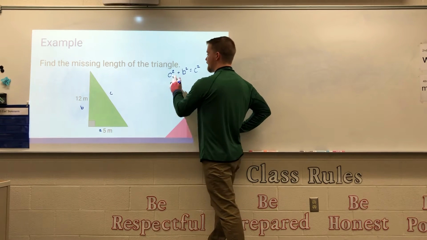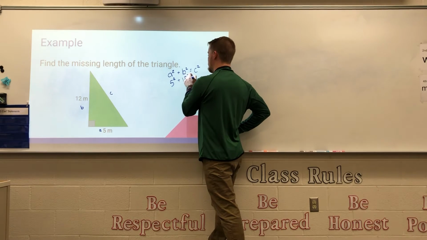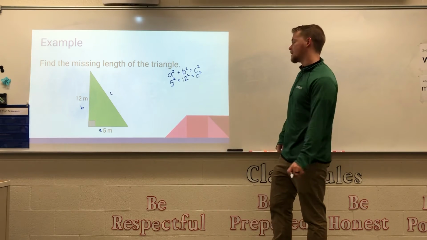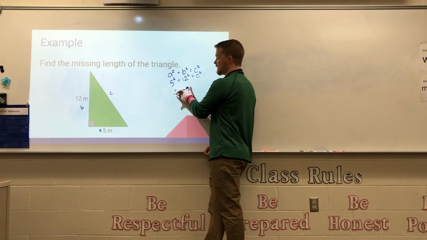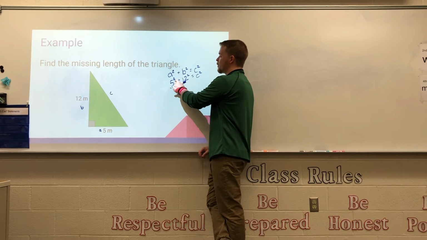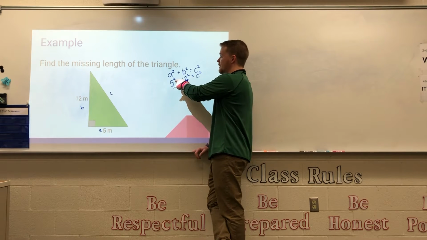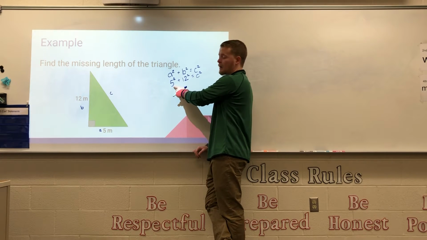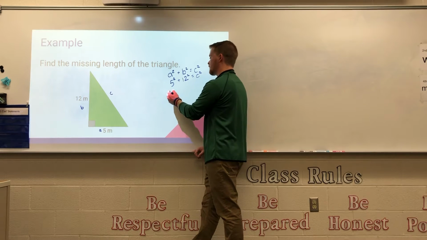So I'm going to plug in 5 for A. So it's going to be 5 squared plus 12 squared equals c squared. We don't know what c is yet, so that's what we're trying to find. Now we're going to simplify this left side first. 5 squared, remember, the power of 2 stands for how many times you multiply the base by itself. So we are multiplying 5 by itself twice. So 5 times 5 is 25.